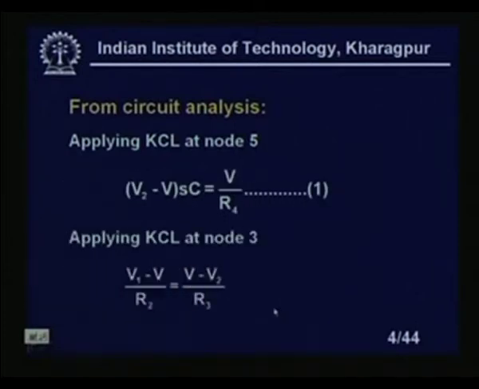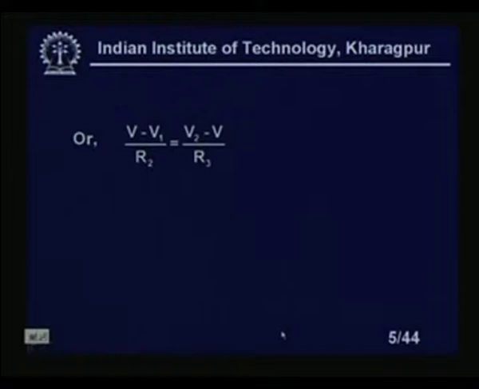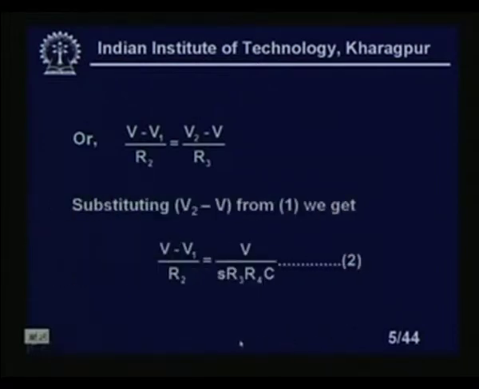Applying Kirchhoff's current law at node 3, we will get (V1 minus V) by R2 equal to (V minus V2) by R3, or (V minus V1) by R2 equal to (V2 minus V) by R3. So, this is the equation. Substituting V2 minus V from equation 1, we get (V1 minus V) by R2 equal to V by S R3 R4 C, right.